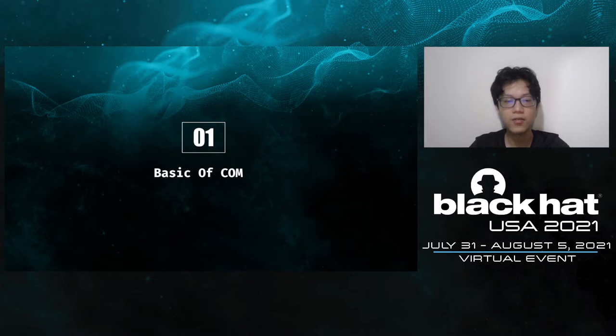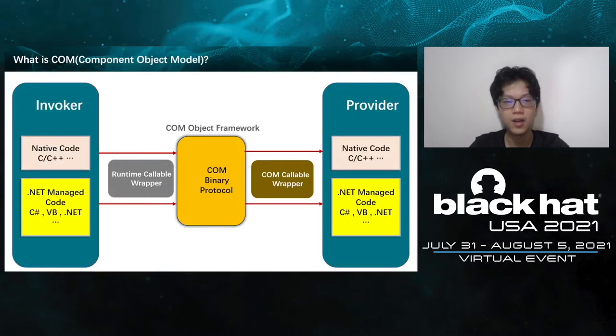So firstly, I introduce some basic knowledge of COM. COM provides a framework that allows remote communication between clients and servers implemented in different languages. In a communication process, the invoker first marshals the data through the runtime callable wrapper, and the marshaled data is transmitted through the COM object framework, and then enters the COM callable wrapper. After the COM callable wrapper unmarshals the data, it finally calls the corresponding interface of the provider.